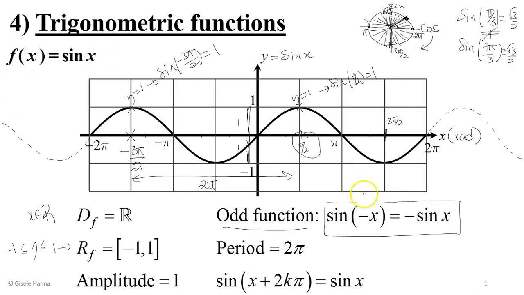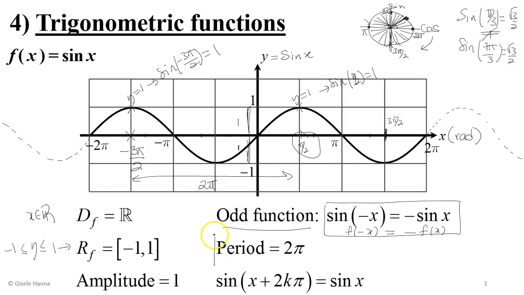So if f of x is sine, that would in fact be f of negative x, and that would be negative f of x. So f of negative x is equal to negative f of x for all x in R, which implies that the function is odd and the curve would be symmetrical with respect to the origin.